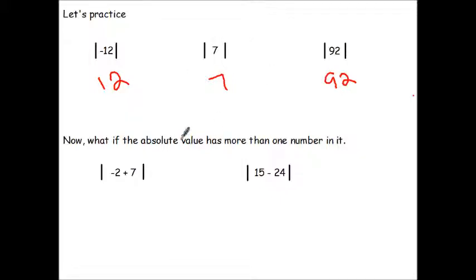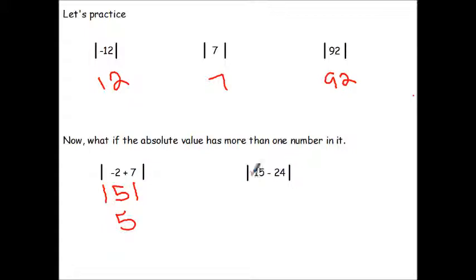But if you have more than one number inside, for example, negative 2 plus 7 or 15 minus 24, you need to do what's inside the absolute value first, just like a parenthesis, and then take the absolute value. So negative 2 plus 7, different signs, so subtract. 7 minus 2 is 5. Keep the sign of the bigger number. So that means we have more positives. So now this says the absolute value of 5. We know that is 5.